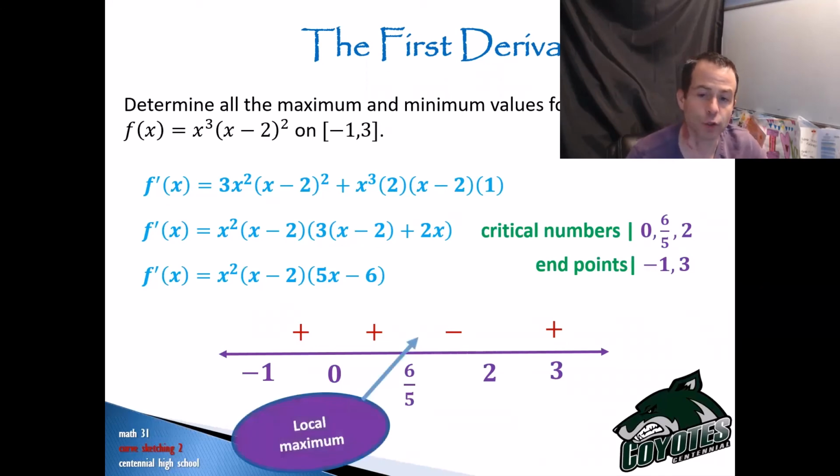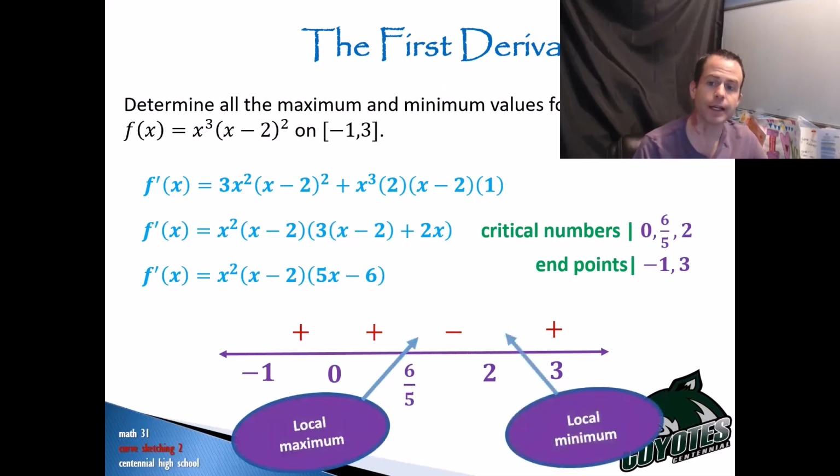So I know that I have a local maximum at 6 over 5, and I know that I have a local minimum at 2, okay? All right. I know the other ones are not local max or mins because I don't switch signs, okay?